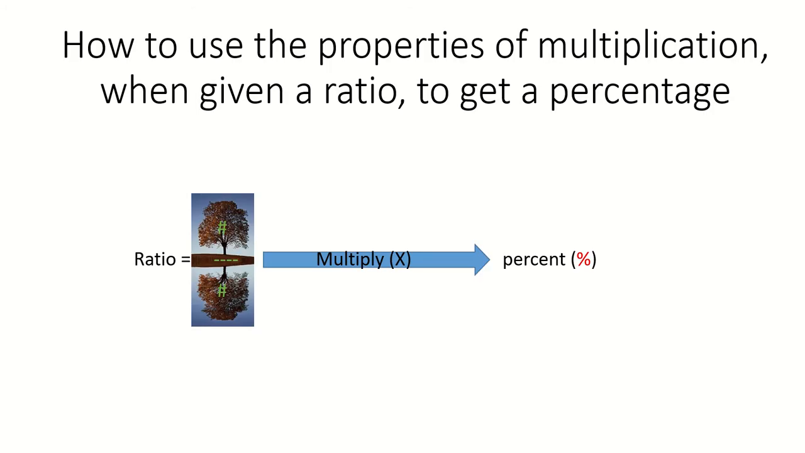To get started, I want you to start thinking about ratios. A ratio is a number over another number. Today we will be learning how to use the properties of multiplication when given a ratio to get a percent. On your screen, on the bottom left-hand side, it shows a ratio. On the bottom right-hand side shows a percent.